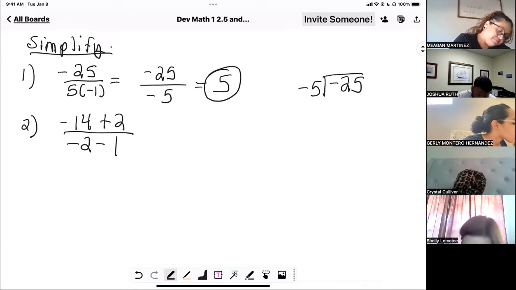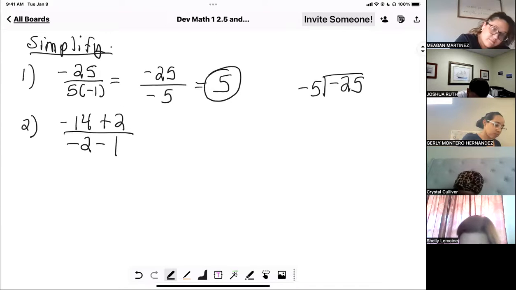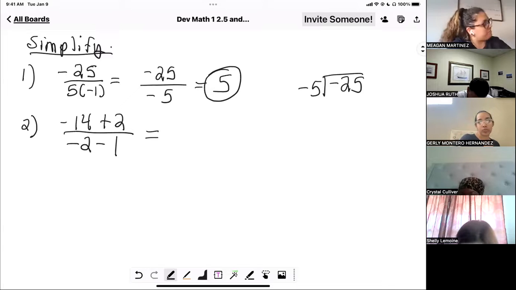Okay, next one. Negative 14 plus 2 over negative 2 minus 1. Now, when you have a fraction, you want to use order of operations, but I always say do the numerator first, simplify the numerator, then simplify the denominator, and then find the answer. So we're going to simplify the numerator. So here's our integers, negative 14 plus 2.